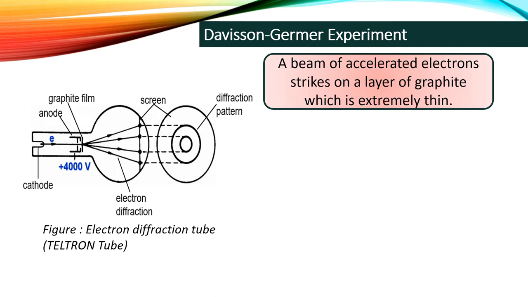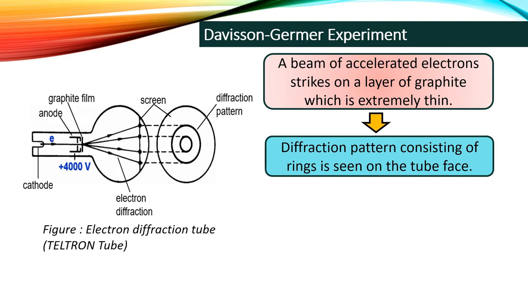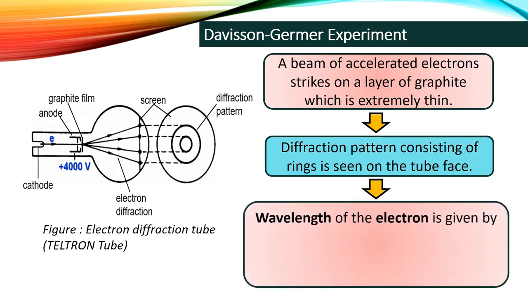A beam of accelerated electrons with high speed strikes a layer of graphite, which is extremely thin, and we can see a diffraction pattern consisting of rings on the tube face. We can calculate the wavelength of the electrons based on the de Broglie wavelength equation, lambda equal to h over p, which is also equal to h over mv. The special thing about this lambda is that we can manipulate its size by changing the voltage across the anode and cathode.